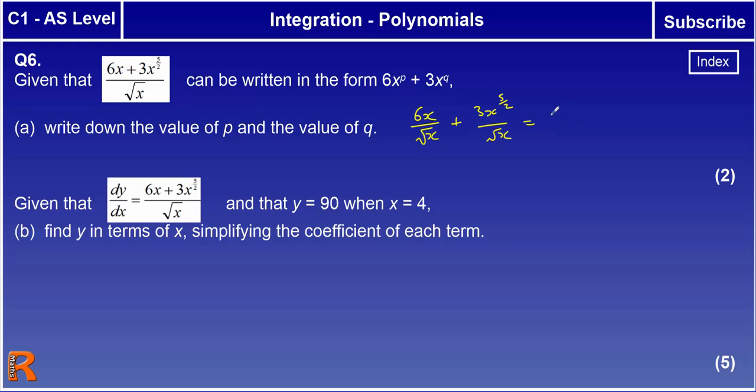Now the square root of x is just x to the power of a half, and because it's on the bottom that's minus a half, so we've got 6x times x to the minus a half, and 6x is x to the 1, plus this is 3x to the 5 over 2 times x to the minus a half. So x to the 1 times x to the minus a half, we just add the powers, so we get x to the half and the 6 in front, and then we've still got the 3 in front of that one, and we've got to add the powers again. So 5 over 2 is 2.5, take away a half is just 2, so that's x squared.